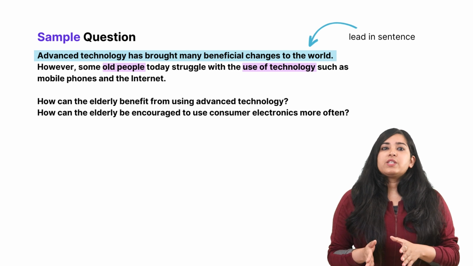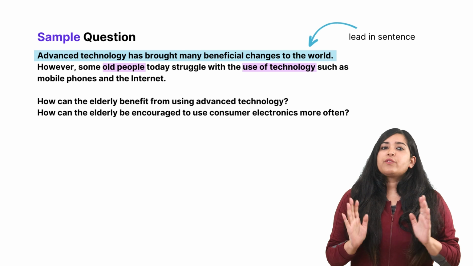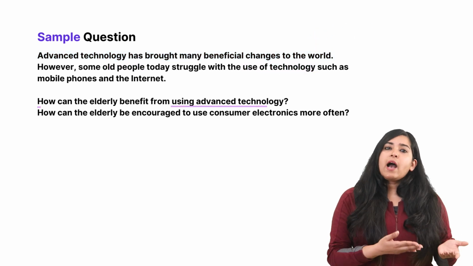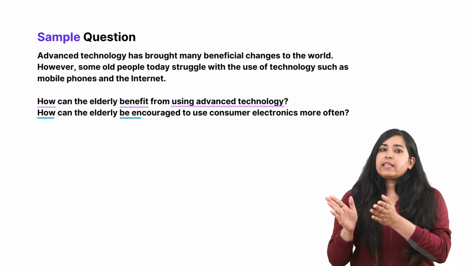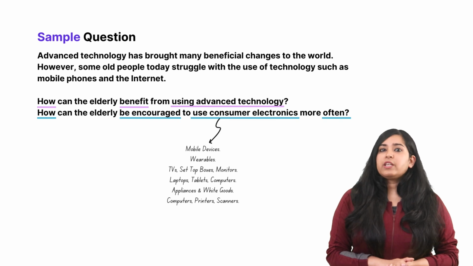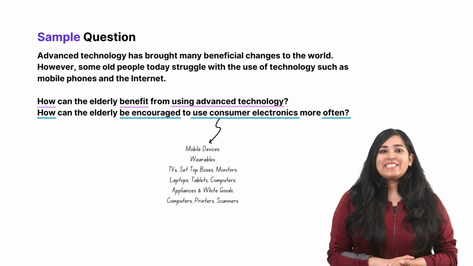Now let's look at the questions we have to answer, the ones that will boost our task response score. The first question we have to answer is, how can the elderly benefit from using advanced technology? And now let's look at the second part of the question. How can the elderly be encouraged to use consumer electronics more often? Right then, let's go on to answering our question.